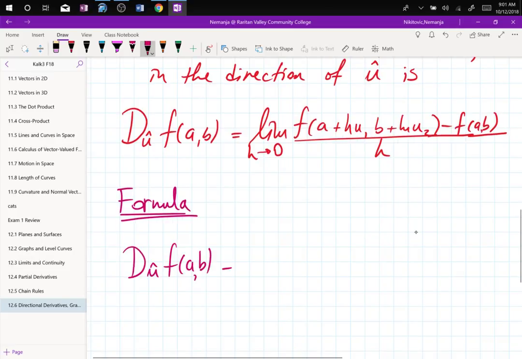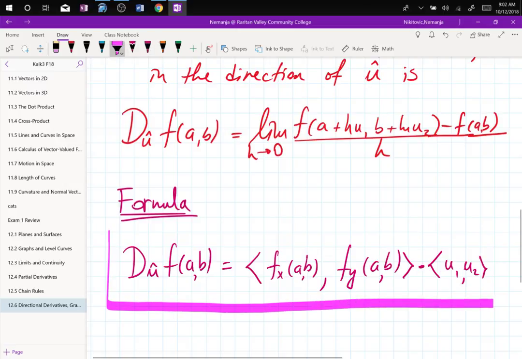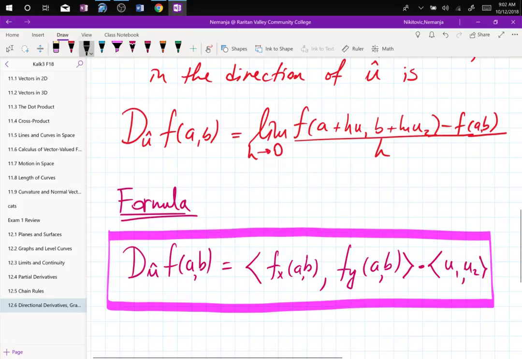f_u(a,b) is actually going to be the dot product between partial x computed at (a,b), comma, partial y computed at (a,b), dotted with vector u, so u1, u2. Now that is what we are going to use to compute this. You clearly want to use the dot product between two vectors. You are not going to crank the limit every time you have to find this.